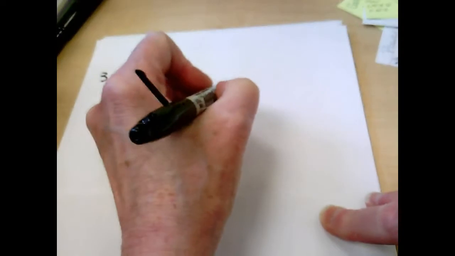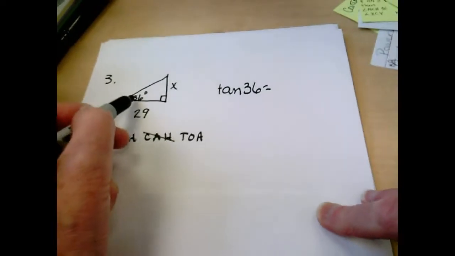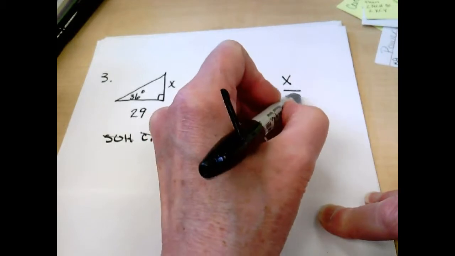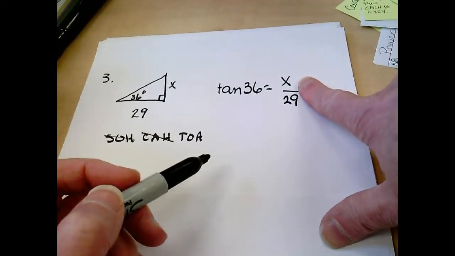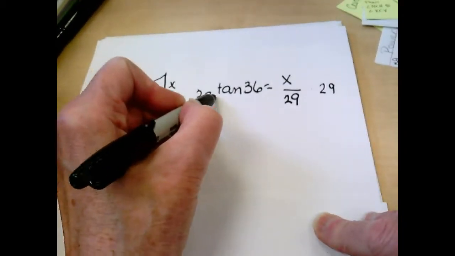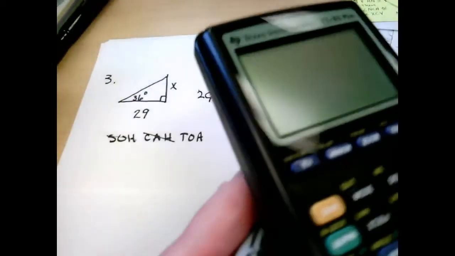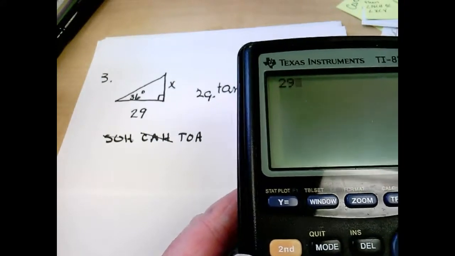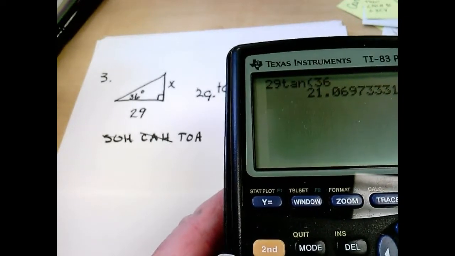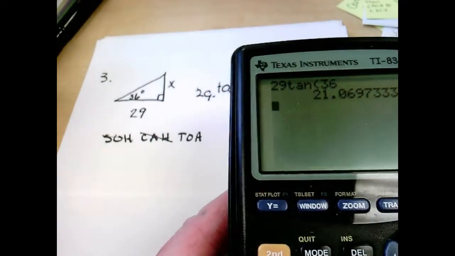So tangent of my angle, which was 36 degrees, is equal to the opposite, x, over the adjacent, 29. So since my x is in the numerator, I just have to multiply by 29. And my x now is equal to 29 times tan of 36. 29, tan, 36. And I get 21.06, so that would round to 21.1.